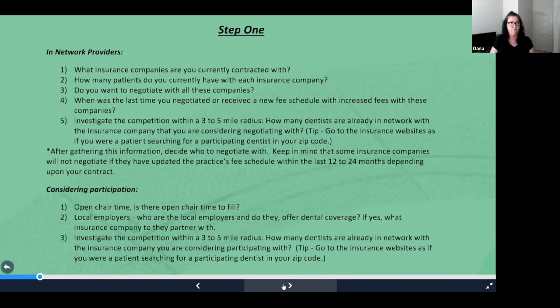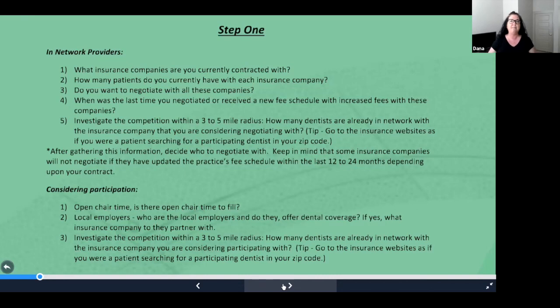Let's say you have 27 fee schedules. Just last week, we were working with a doctor who has 29 different fee schedules. So do we want to negotiate with all those 29, i.e. MetLife? Probably not going to spend a whole lot of time with MetLife, because everybody on this call, unless you are somewhere that has no dentist around you in a 10-mile radius, MetLife isn't going to touch you.